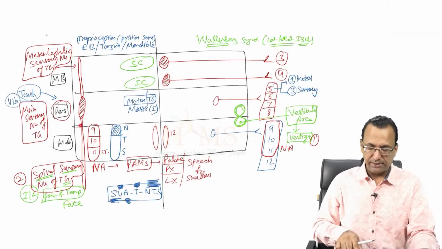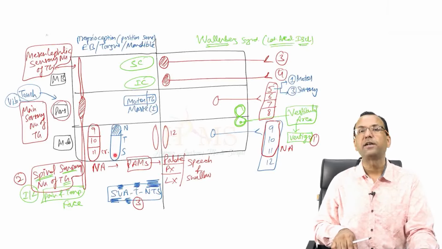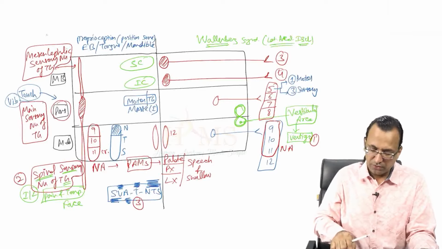And what about clinical feature number 3? That is loss of taste sensation from the same side of the tongue. Why is there loss of taste sensation from the same side of the tongue? Due to injury of nucleus tractus solitarius. So there is injury of nucleus tractus solitarius, and then there is ipsilateral loss of taste sensation. Means if you put the sensation on the same side of the tongue, you cannot feel the taste. That is the point. Due to injury of nucleus tractus solitarius.